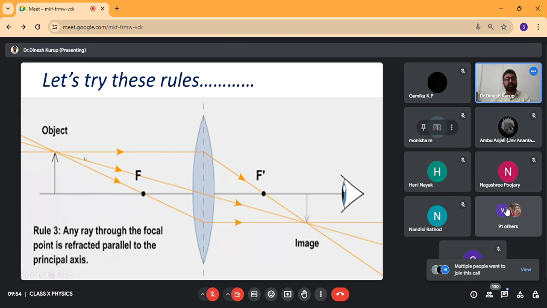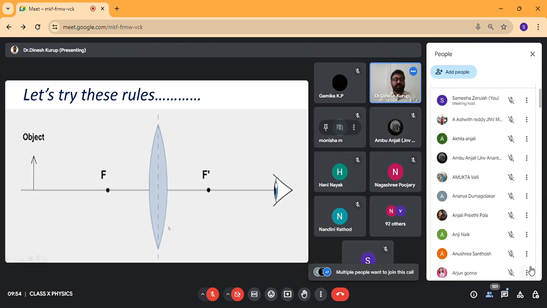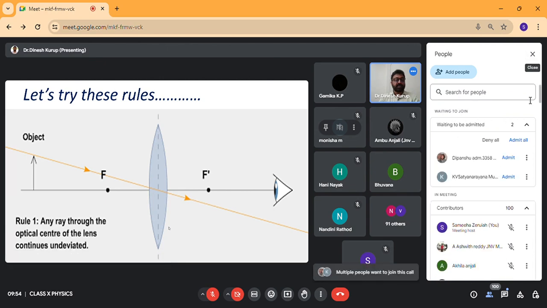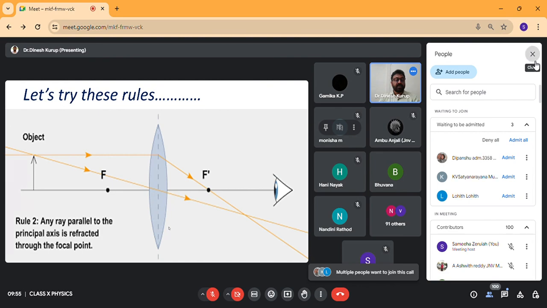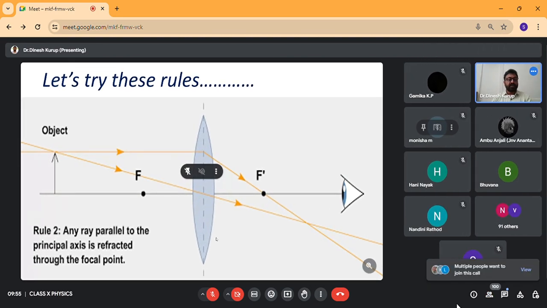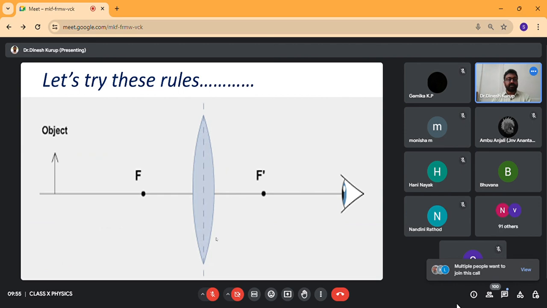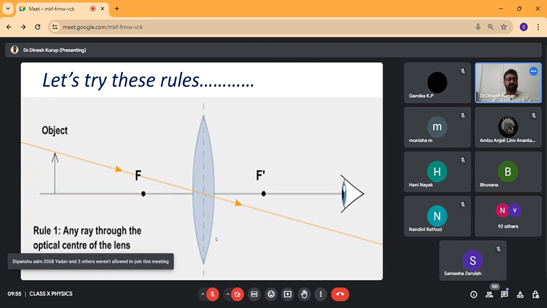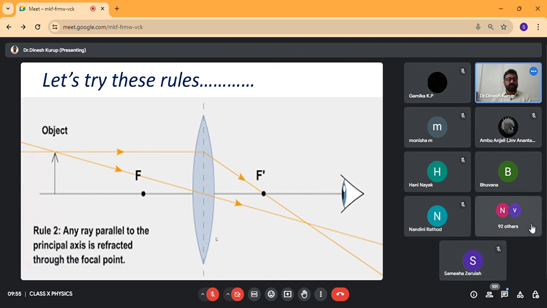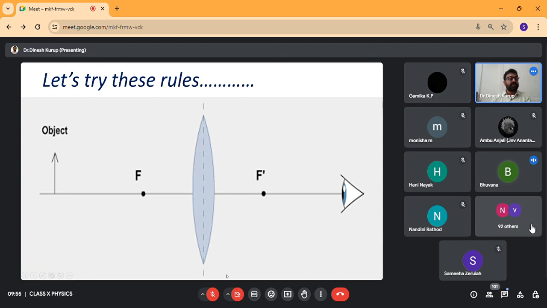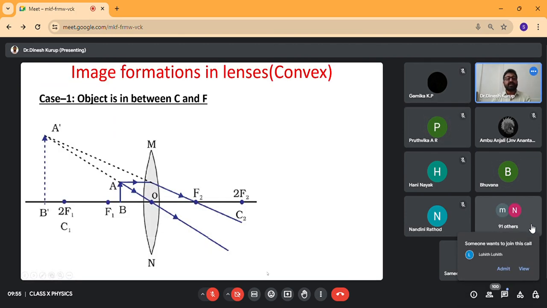Try these rules: parallel to the principal axis, passing through the focus, and through the optic center, all the three lines in the same diagram. Clear? Yes, sir. Okay, fine.